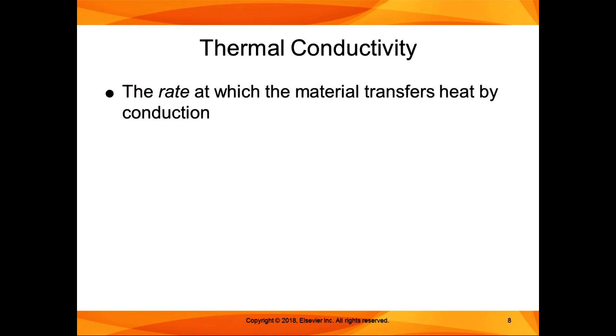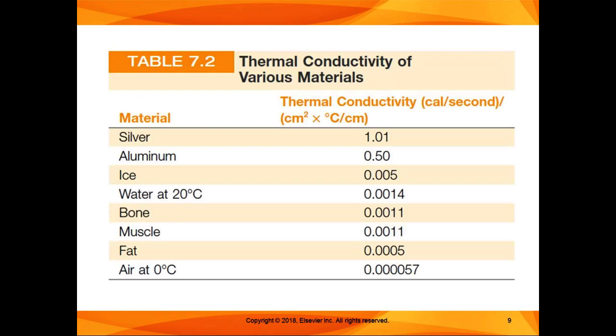So thermal conductivity, and then we'll talk about how that affects modalities. Thermal conductivity is the rate at which material transfers heat by conduction. So how fast does the heat transfer? So we talked about the molecules crashing into the other molecules. How fast does that happen? How fast does the heat from the hot side go to the cold side? So thermal conductivity of various materials. Obviously, metals have a higher thermal conductivity than other materials, and different kinds of metals, different.